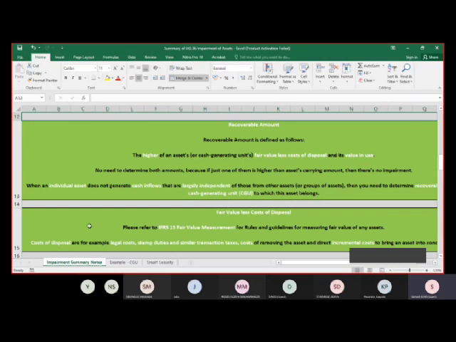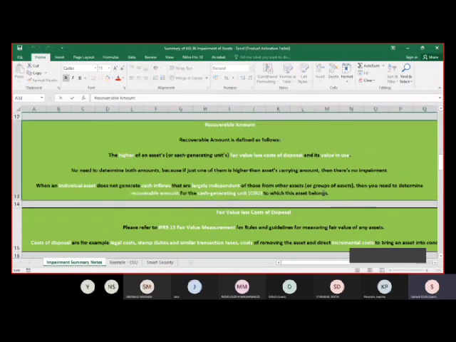When an individual asset does not generate cash inflows that are largely independent of those from other assets or groups of assets, then you need to determine the recoverable amount of the CGU, the cash generating unit to which that asset belongs. I'll make an example, guys. Don't worry, I've done my own example of the CGU. Then you'll see what they are basically.